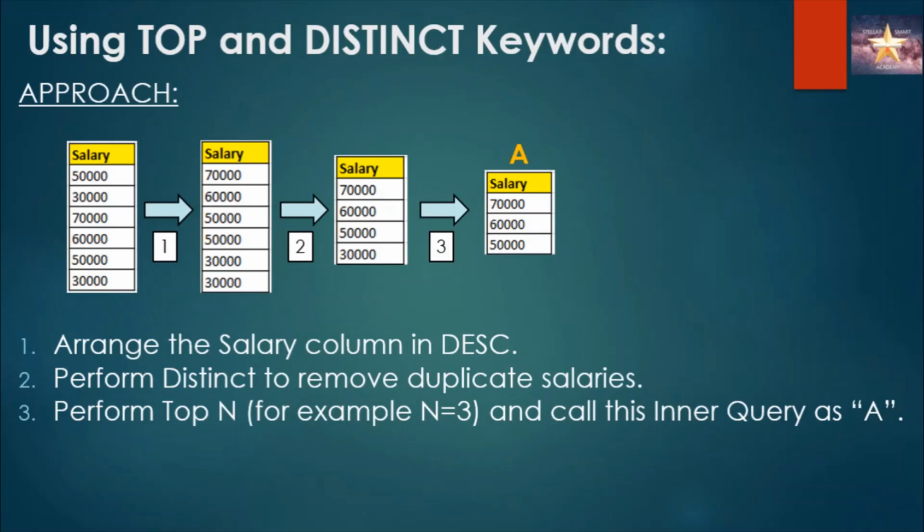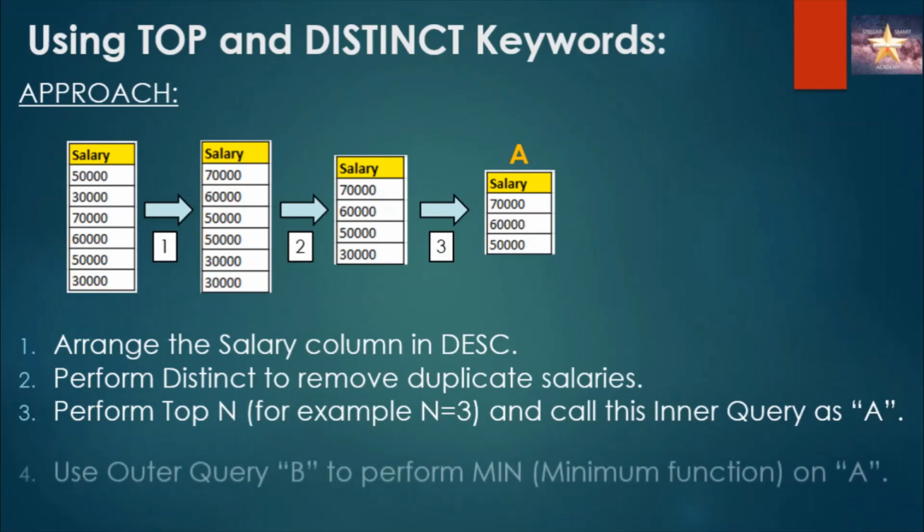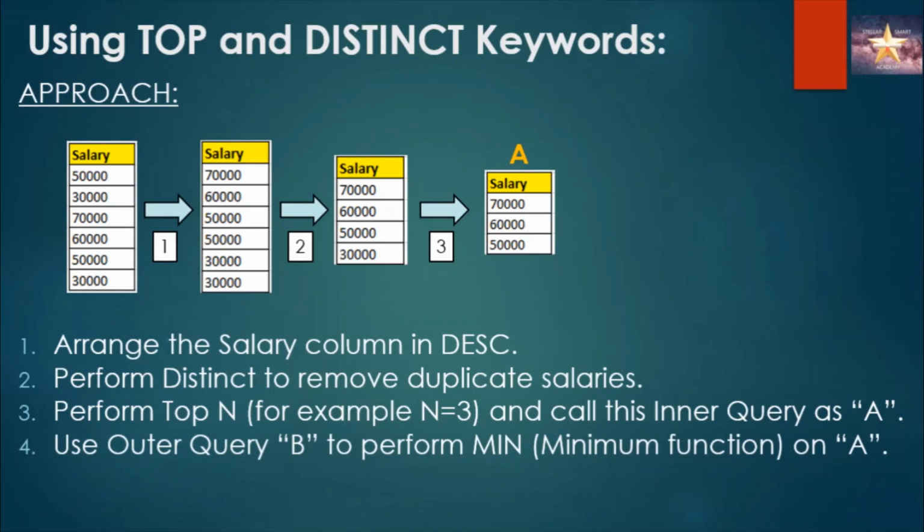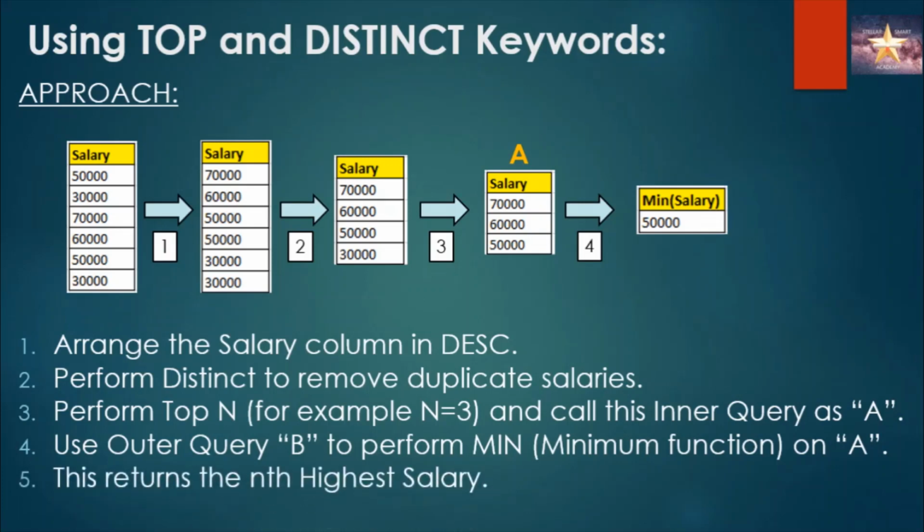and we call this particular inner query as query A. All we have to do finally is perform the minimum function now using a query B on query A, which gives us the minimum salary, that is actually the nth highest salary in the entire column. So let's see this approach in action by performing the queries A and B in SQL Server Management Studio.